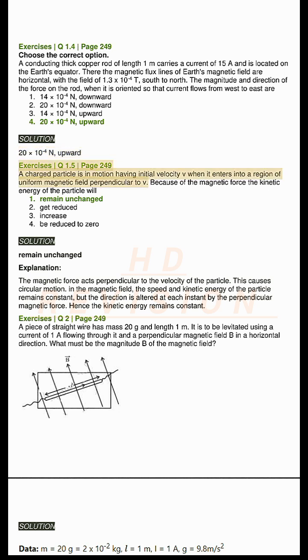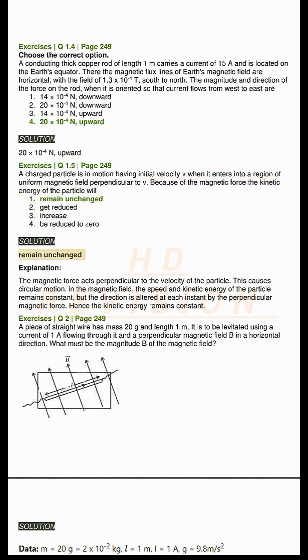Exercises Q1.5, page 249. A charged particle is in motion, having initial velocity v, when it enters into a region of uniform magnetic field perpendicular to v. Because of the magnetic force, the kinetic energy of the particle will: 1. Remain unchanged. 2. Get reduced. 3. Increase. 4. Be reduced to 0.